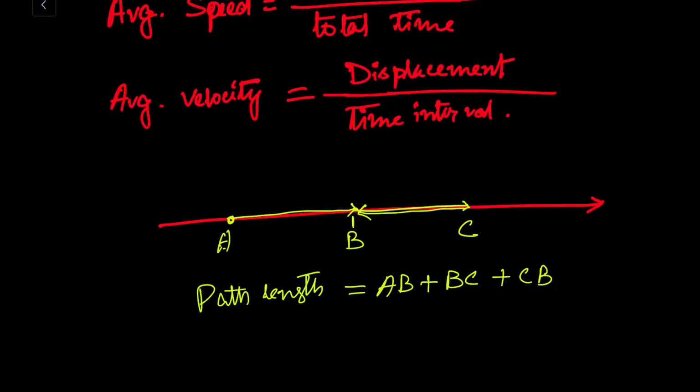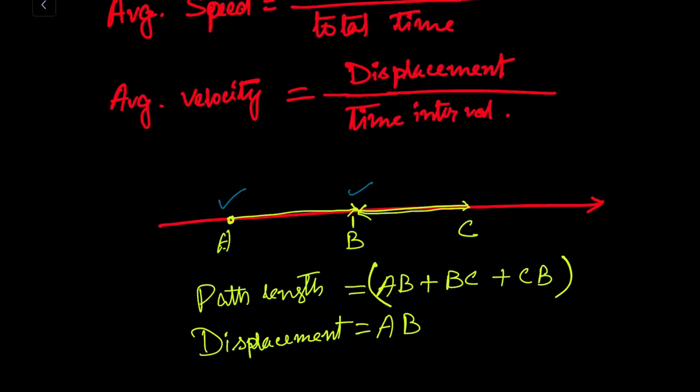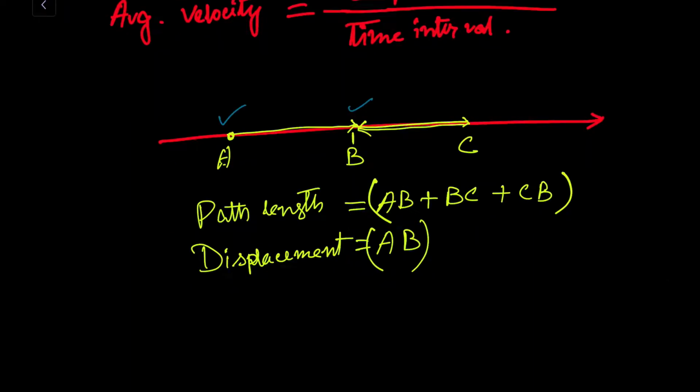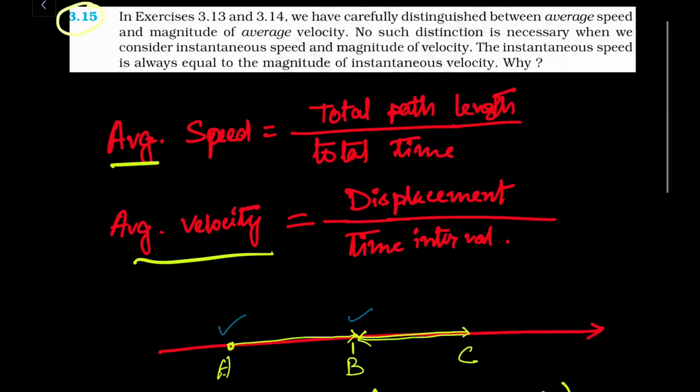But what about the displacement? This one is the initial position, and this is the final position. So what will be the displacement? We find the final position's distance from the initial position, and this is equal to AB. So in this case, the path length is AB plus BC plus CB, and the displacement is AB. Both are different in the case of rectilinear motion also. We have already discussed this concept in our previous two problems, 3.13 and 3.14. Now when the path length and the displacement are different, average velocity and average speed also will be different.